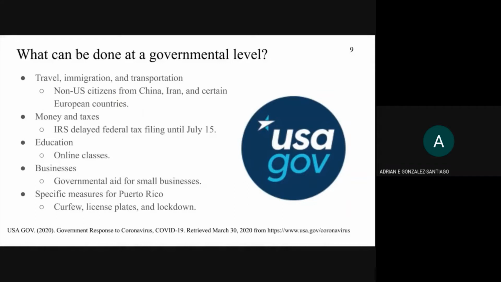Businesses are being given aid, an influx of money, in order to stay afloat and not have to close during this time, because some businesses cannot operate at this moment. Specifically in Puerto Rico, there is a curfew in place that used to start at 9 p.m., but now it starts at 7 p.m. Now license plates are being checked, and only certain people with certain license plate numbers can move around during the day. And there is a total lockdown where any non-essential businesses have been closed.